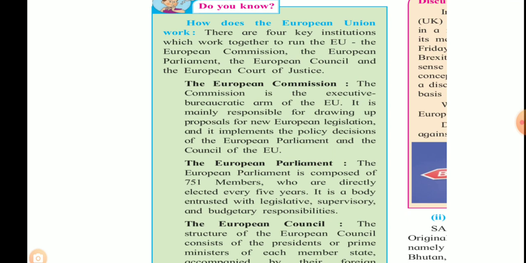It is a body entrusted, spelling of entrusted is ENTRUSTED, entrusted with legislative, comma, supervisory, comma, and budgetary responsibilities. Take the spelling of budgetary, BUDGETARY. Budgetary responsibilities. Full stop.